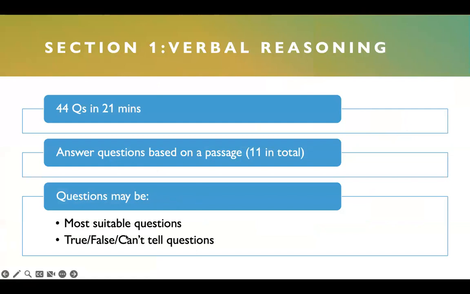The questions can be, what's the most suitable answer? Or they'll give you a passage and then they'll give you a statement and say, from the passage, is the statement true, false, or can you not tell from the passage? So it's all about learning those skills to be able to scan the passage well, and make sure that you don't waste too much time actually reading the entire passage.